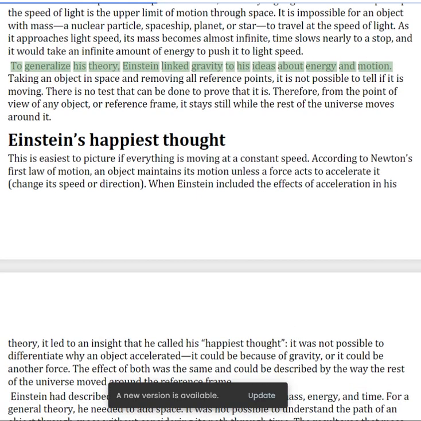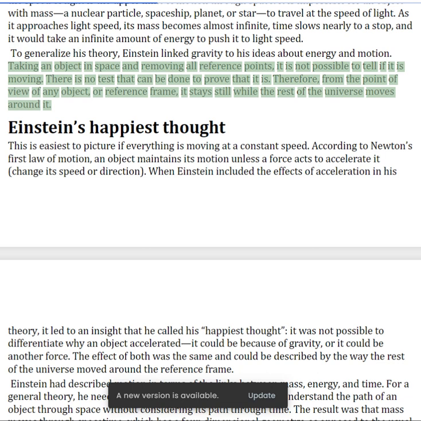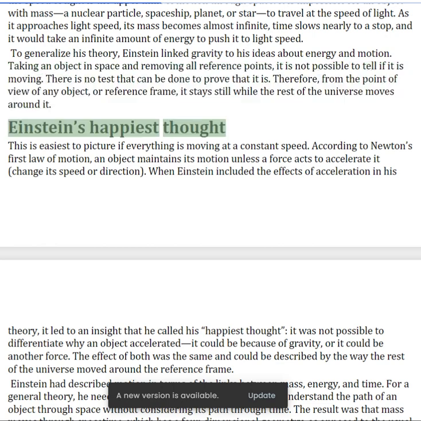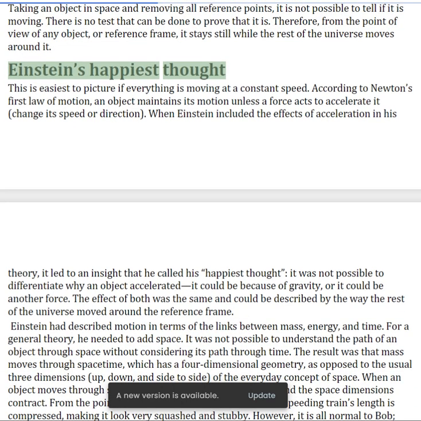To generalize his theory, Einstein linked gravity to his ideas about energy and motion. Taking an object in space and removing all reference points, it is not possible to tell if it is moving. There is no test that can be done to prove that it is. Therefore, from the point of view of any object or reference frame, it stays still while the rest of the universe moves around it. Einstein's happiest thought.